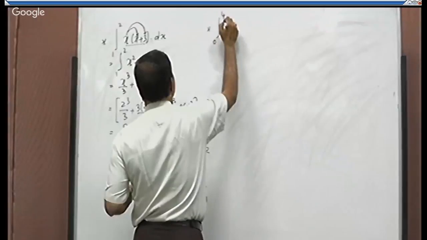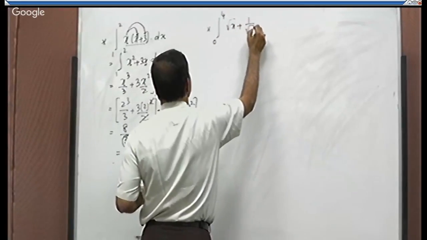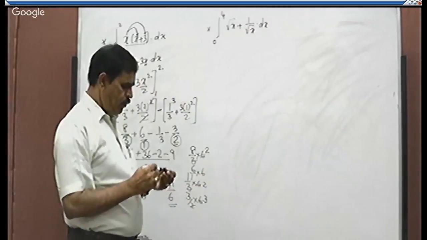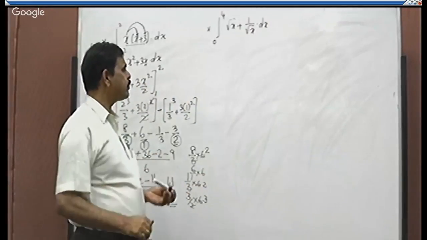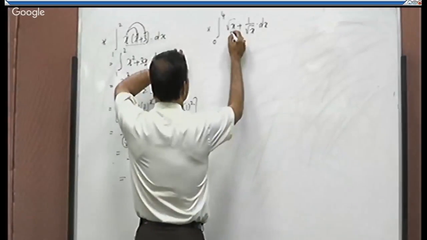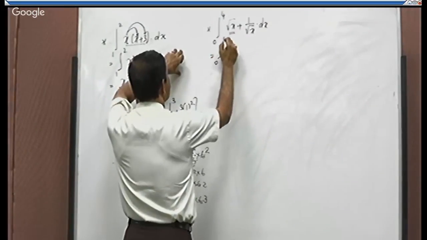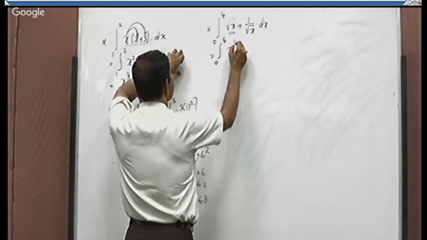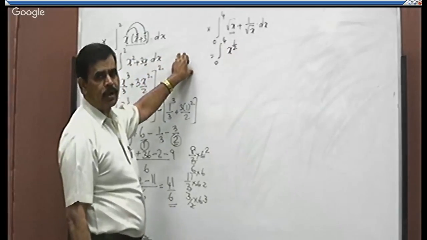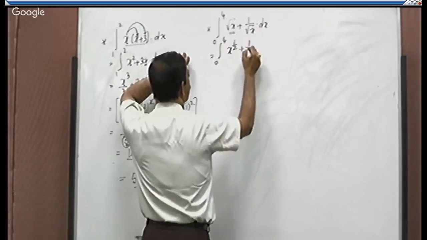Integral from 0 to 4 of root x plus 1 by root x into dx. Can you integrate root x directly? No. So what to do? We have to write it in terms of x to the power of n. Root x can be taken as x to the power of half.